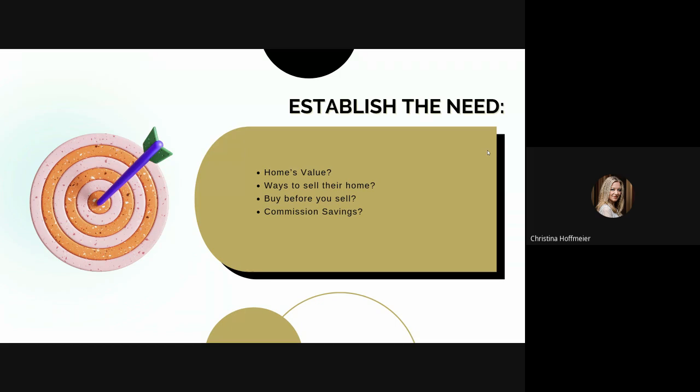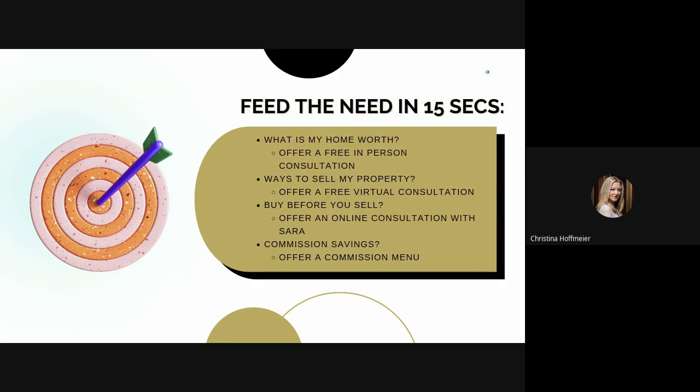Especially past all of this NAR settlement that we just went through this last year, there's an immense confusion on who they call and why and what it's going to cost. Okay, and then that leads me to number 4, the commission. Especially if they're selling and buying, who pays the commission? How much is the commission going to cost? What are they getting for the commission that they're paying? So start thinking outside of the box and really establish their need.